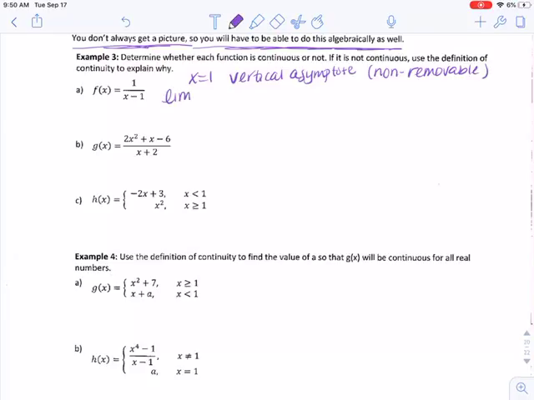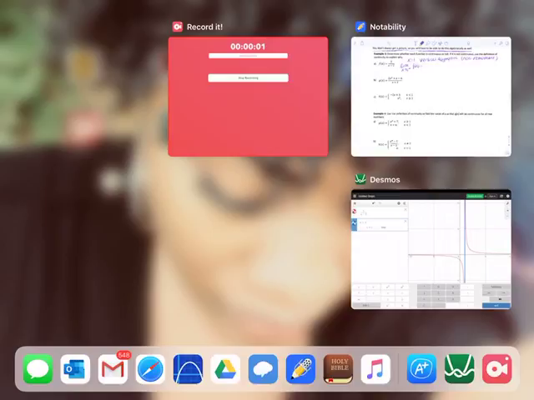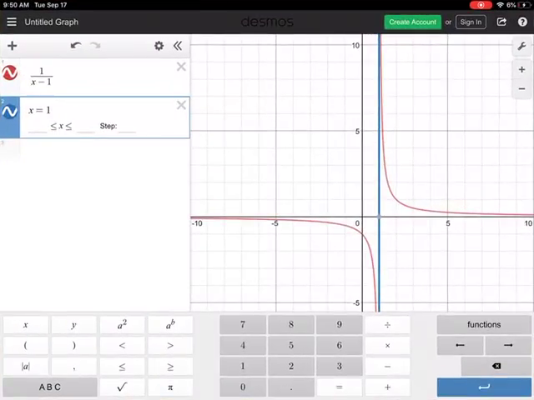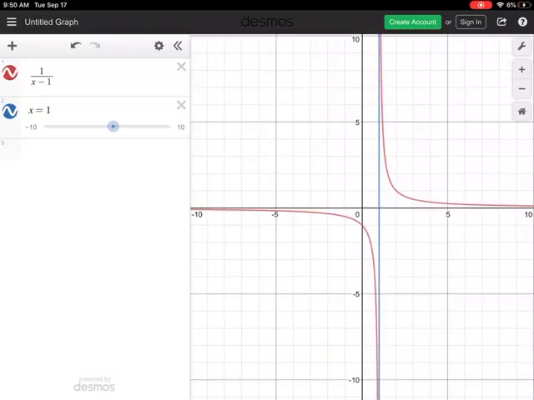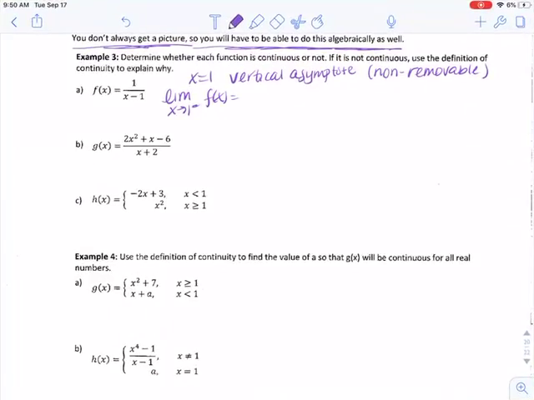All right, the limit as x approaches 1 from the left of f of x. If I go to my graph, the limit as x approaches 1 from the left, it goes down to negative infinity. And from the right, it goes to positive infinity. So this is negative infinity. The limit as x approaches 1 from the right of f of x is positive infinity. Even if these were the same infinities, the limit will not exist because there's a vertical asymptote.